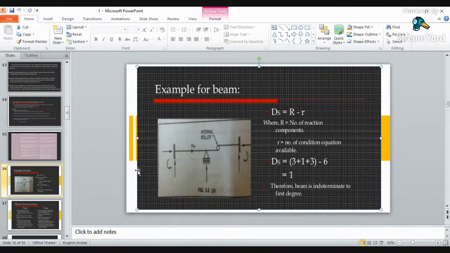So for this case, that it is a beam, your static indeterminacy will be your total number of reactions minus the number of conditions available. Here the total number of reactions will be 3 at one fixed support, 3 at the other fixed support, and 1 at the roller. So 3 plus 1 plus 3 is 7, minus the number of equations available, which is 6, that is one for the roller, another for the pin, and 3 reactions. So 7 minus 6 gives you 1. So here the degree of indeterminacy is 1.